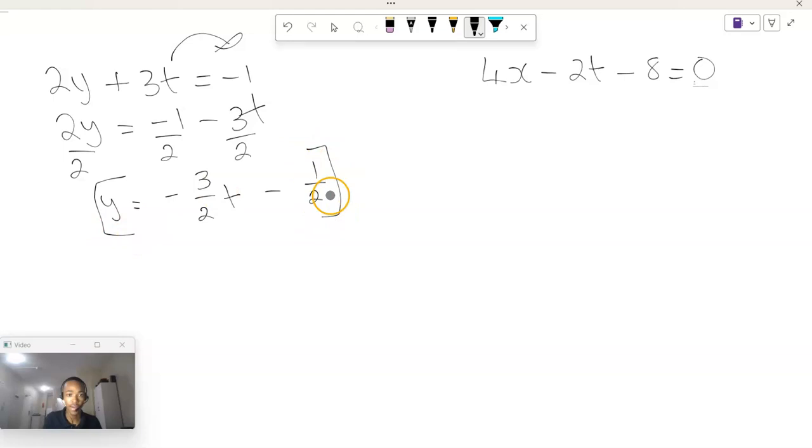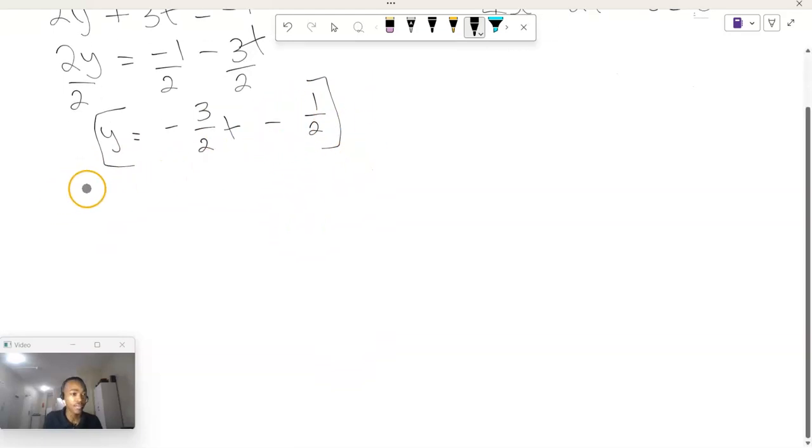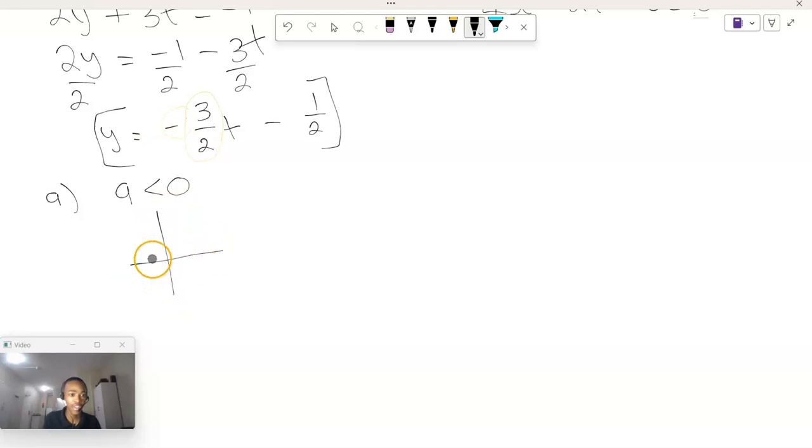Now that we have this function here, we can apply the rules. The first one is to determine a. This here is our a, including the negative, so include the negative. You notice that a is less than 0, because it's a negative right there, meaning that our function should be decreasing. It should be something like this.